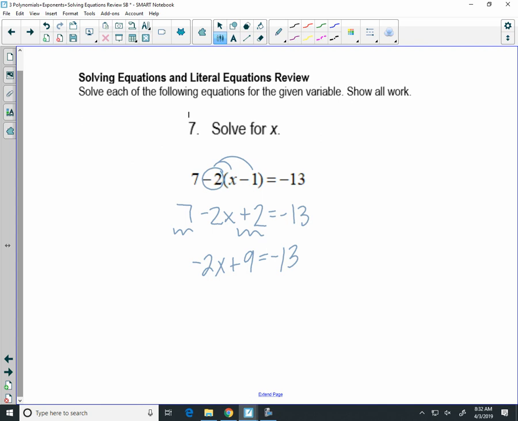And now move across your equal sign. Subtract 9. 13, 22. Is that right? Double check. Tell me if I'm wrong, guys, I'm making a video. Thanks. Don't want to be wrong on this video. And divide by negative 2. We get x equals positive 11.